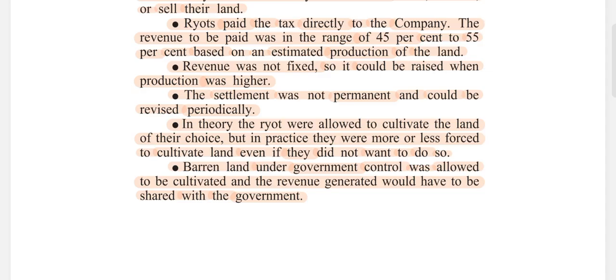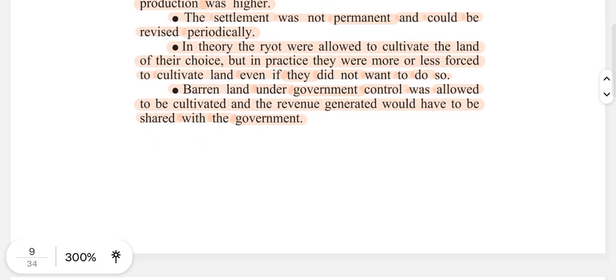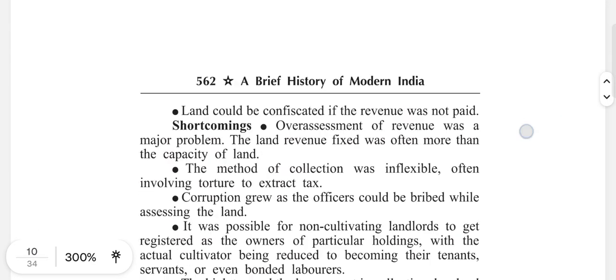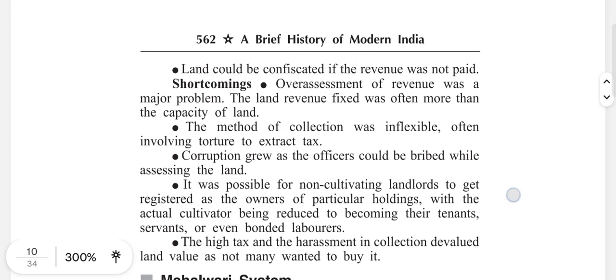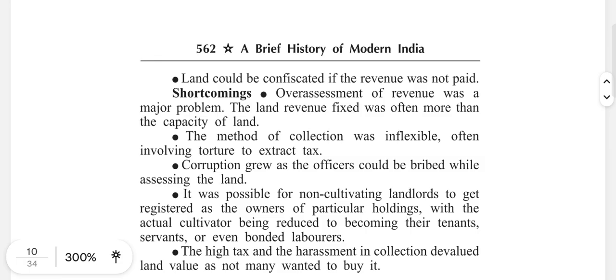In theory, the ryots were allowed to cultivate the land of their choice, but in practice, they were more or less forced. They did not want to do so. Barren land under government control was allowed to be cultivated, and the revenue generated would have to be shared with the government. Land could be confiscated if the revenue was not paid.